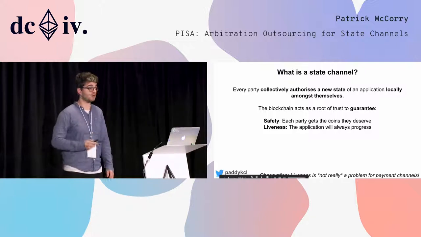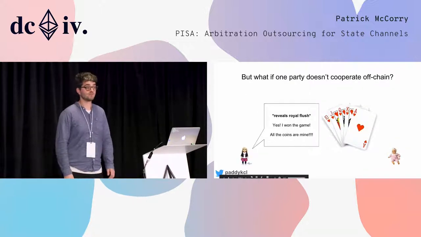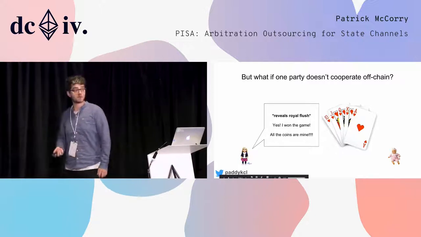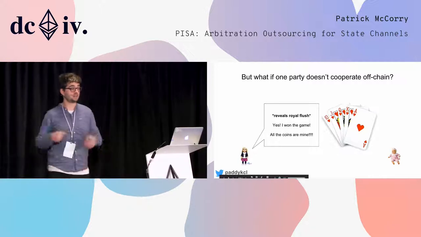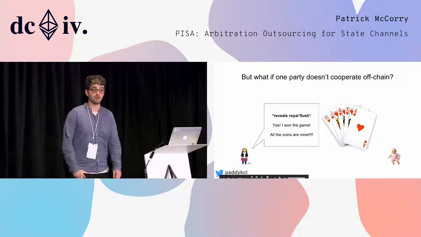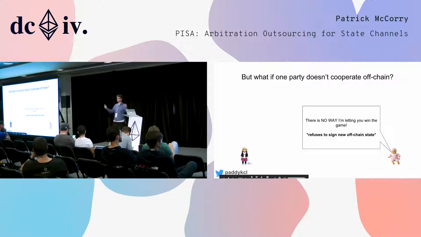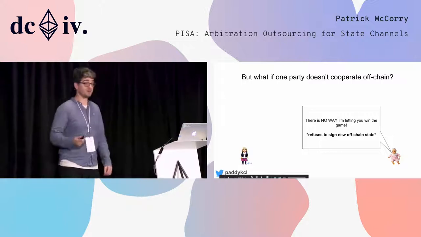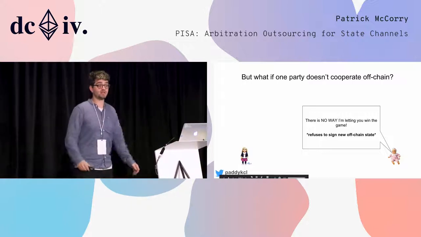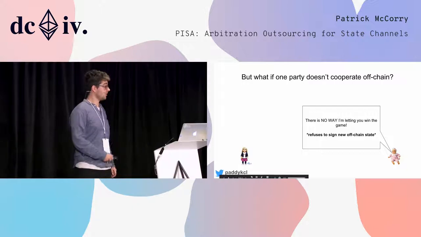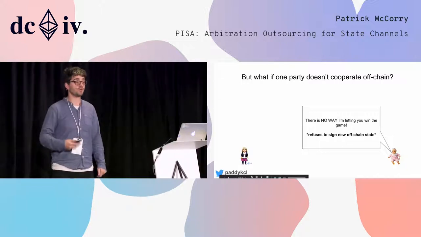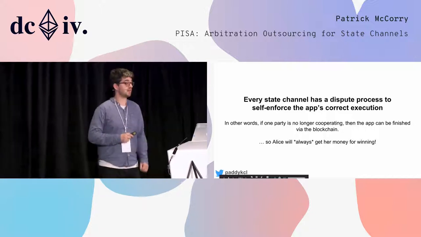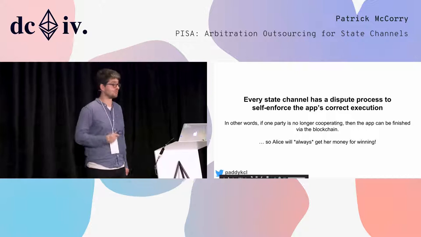What I'm going to focus on is the bad case. What if one person doesn't cooperate? Imagine Alice is playing poker. She reveals her royal flush. She gets really lucky, and she's about to win the poker game. Bob says, well, I'm not going to agree to this, Alice. If I agree to this state update, then you're going to win the bet. You're going to take all of my money, and then I've lost. So how does Alice ensure that she can self-enforce the correct execution of the poker game? We use the dispute process, and several talks have already outlined how the dispute process works.